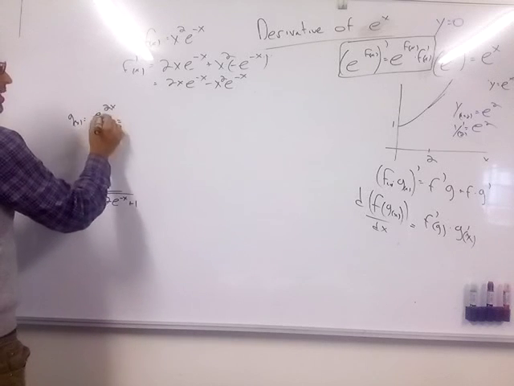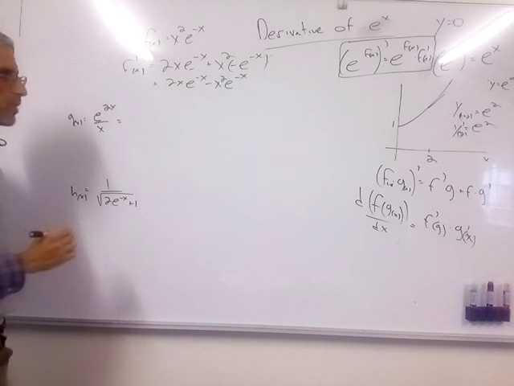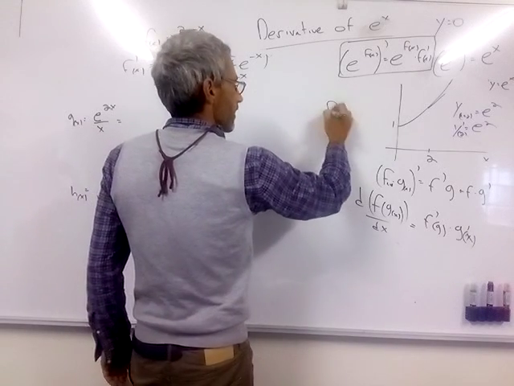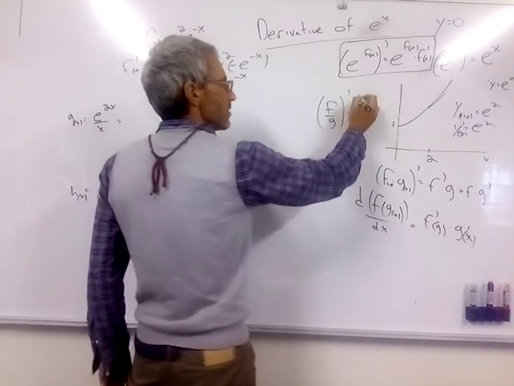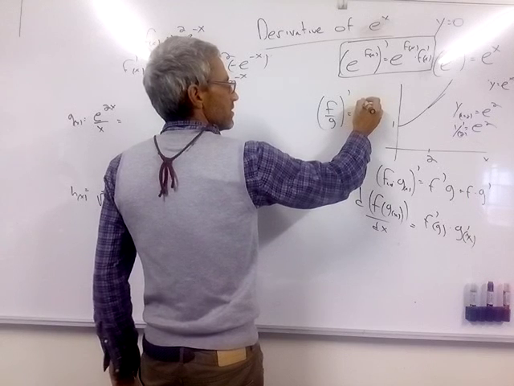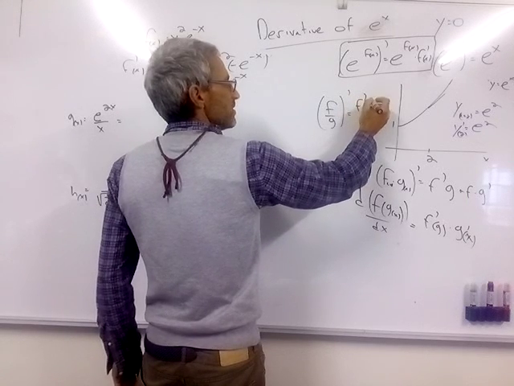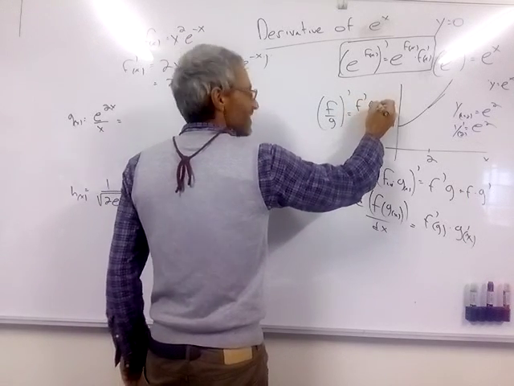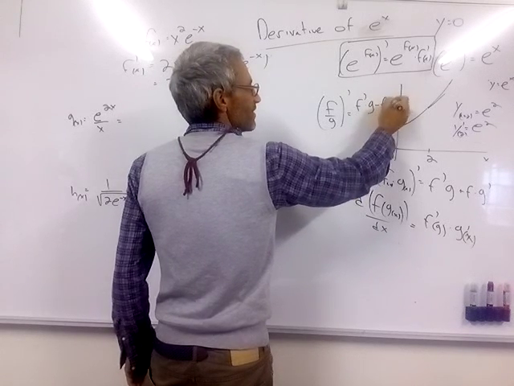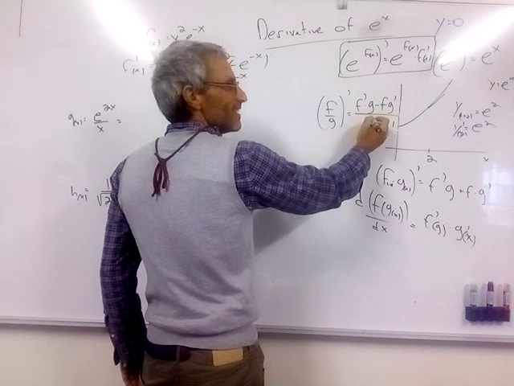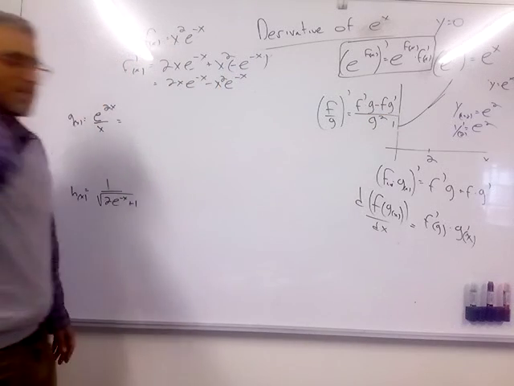Okay, this is the quotient rule. We didn't write the quotient rule now. F over g derivative. Remember, what would that be? How would I do that? Derivative of f times g minus f times derivative of g, divided by g squared.